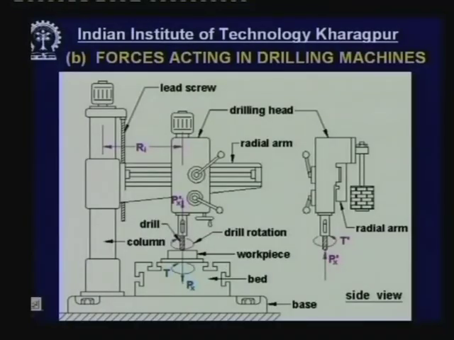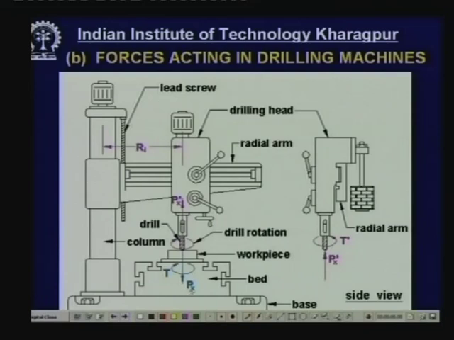Now, come to a drilling machine, the forces acting in a drilling machine. This diagram shows a radial drilling machine, which is the largest and most complex amongst all the drilling machines. So, we have chosen a radial drilling machine. In a radial drilling machine, as you can see here, there is a cutting tool, the drill, and this is the workpiece, which makes a hole, through or blind hole. So, this is the basic purpose.